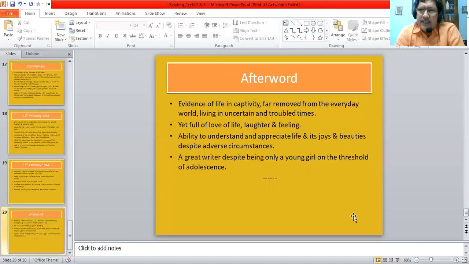So this brings us to the end of the discussion on the entries of Anne Frank's diary. In this lecture, we have been looking at both the prose extracts that we have. One is Roald Dahl's short story, Lamb to the Slaughter, and the other one is the diary of Anne Frank and the three extracts from there. So this brings us to the end of the lecture.